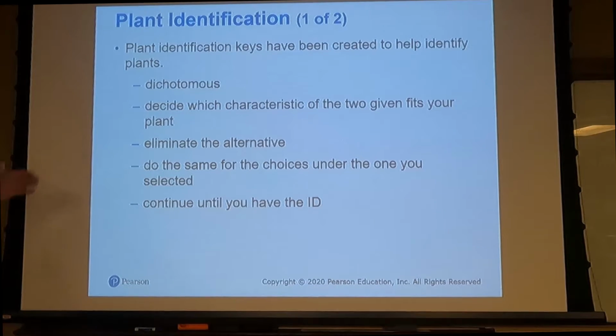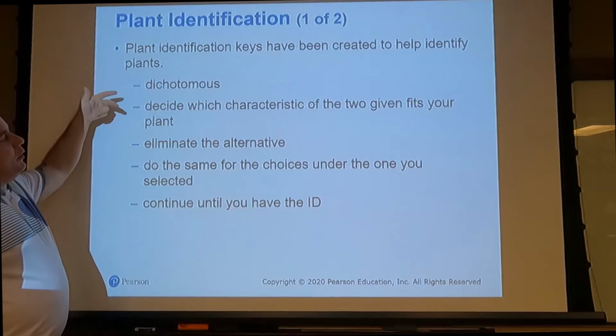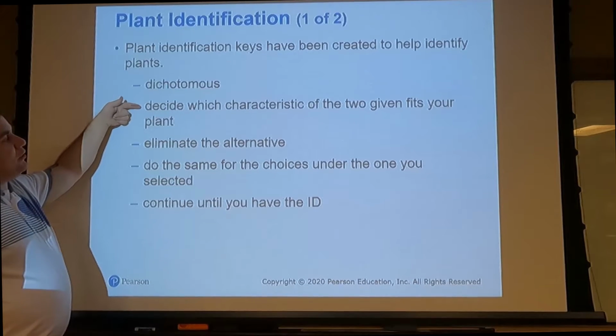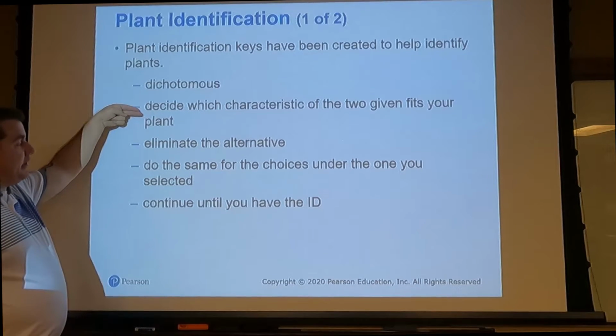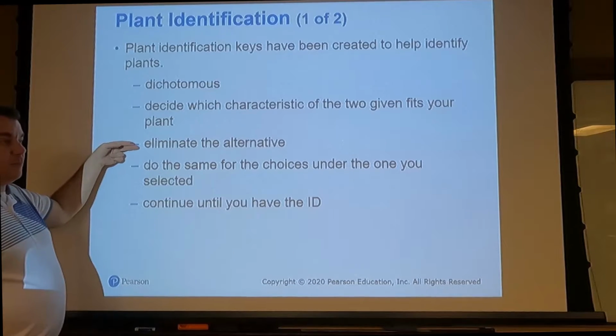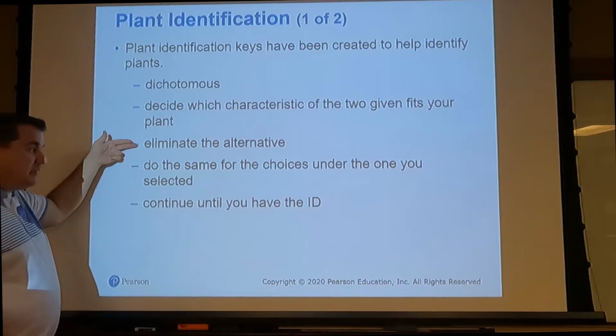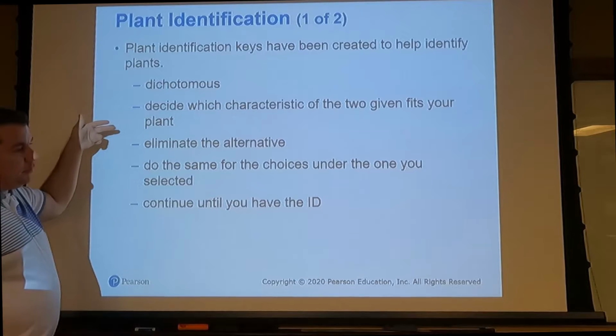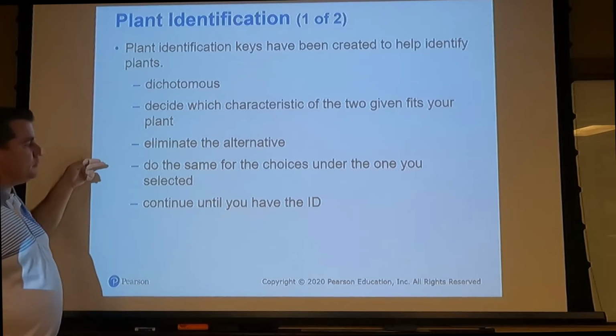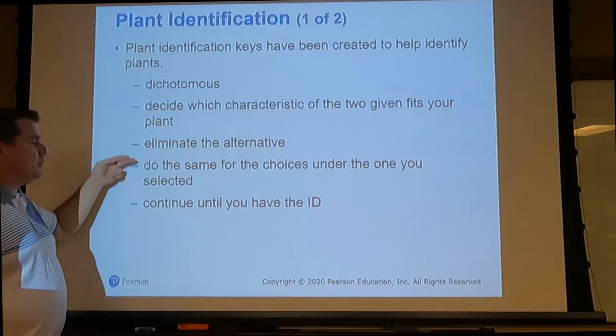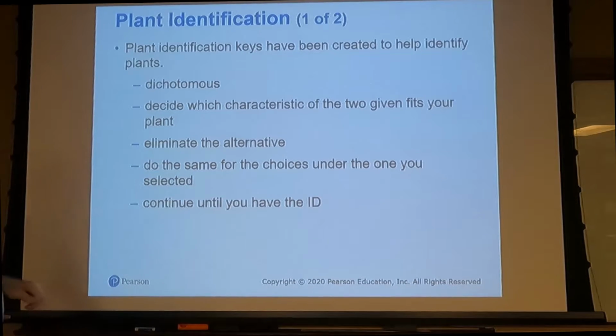As I mentioned before, we have this dichotomous key. You decide which characteristic of the two gives the fit for your plant. It either produces seeds or it doesn't, seedless or seeds. It's either going to be in ferns or ginkgos, and then each time you go down, you will get separated into a class.